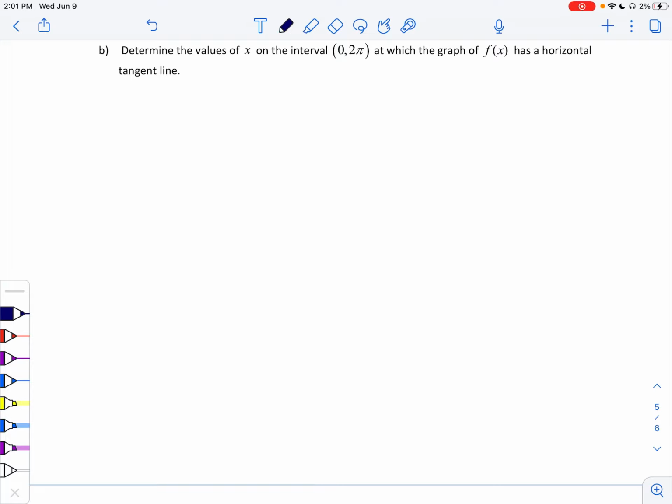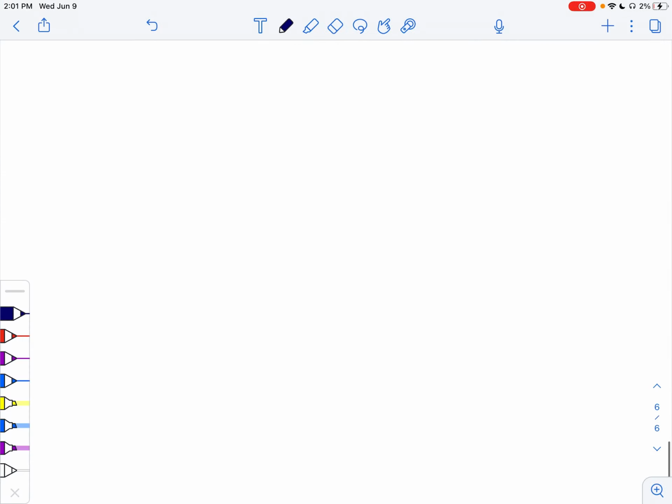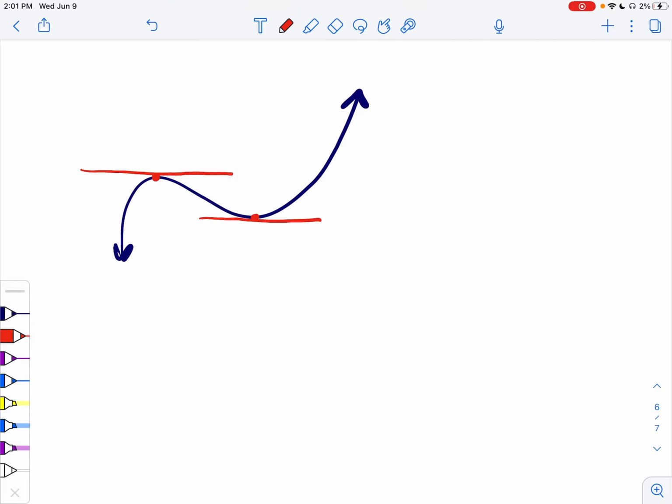Now, if you think about a function, let me just go down here. Let's just say an arbitrary function. Let's say we have something like that. I'm not saying that this is what our function in this particular example looks like, it's just an arbitrary function. If we have a horizontal tangent line, in this case, that would be happening at these 2 points where we have a relative maximum and a relative minimum point, okay?